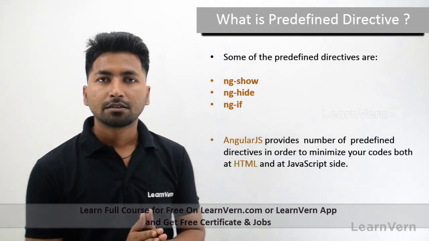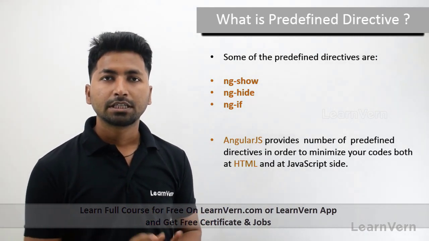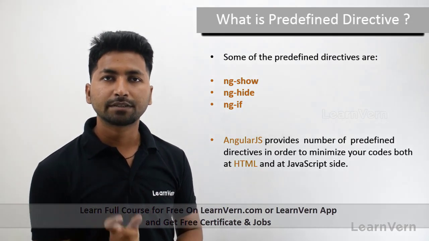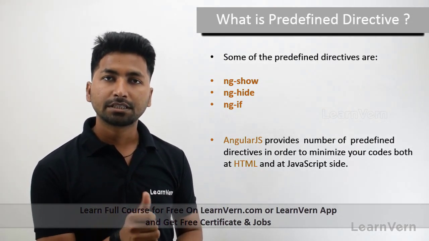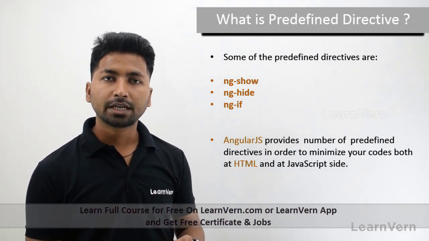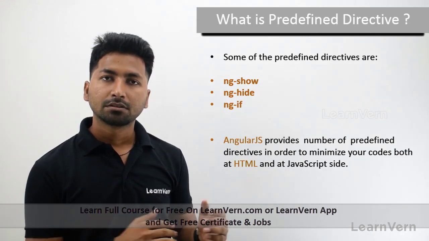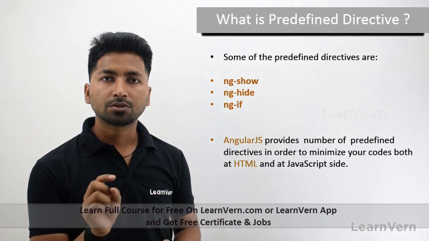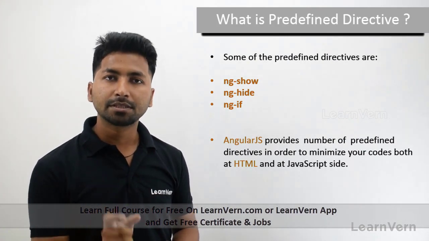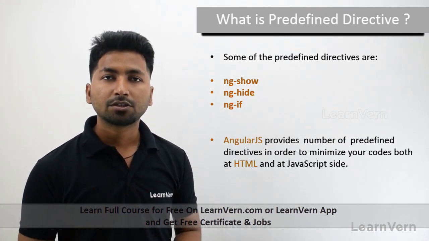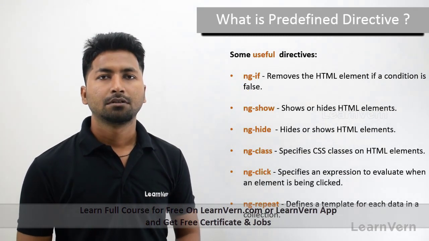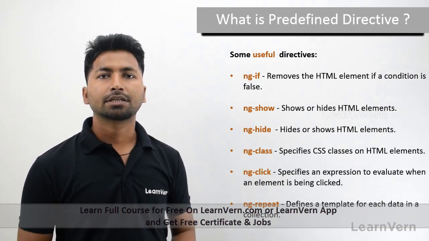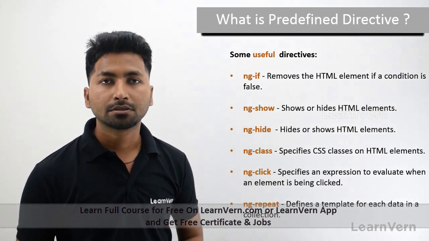So when I execute some code, it will look at that directive name, that is ng-show is equal to that variable name, and if that variable contains a true value, it will show that particular block of that div. Suppose I have written ngShow is equal to some variable and that variable's value is false, then it will not show that block. So predefined directives are useful to extend your HTML attributes.